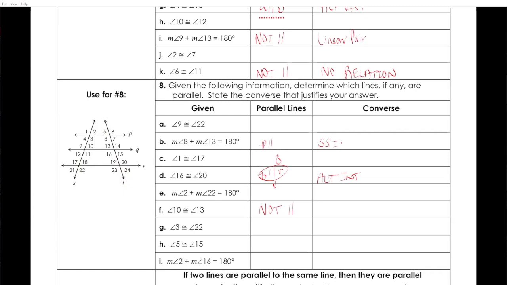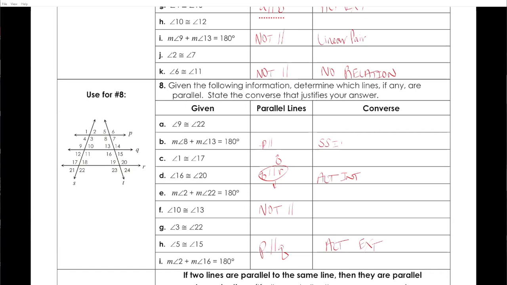And then 5 and 15. Let's see. I love it because it jumped a line. Okay, so 5 and 15 are both on transversal T. And then P and Q. So we have P is parallel to Q, alternate exterior angles.